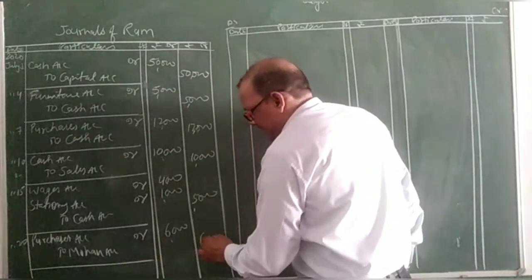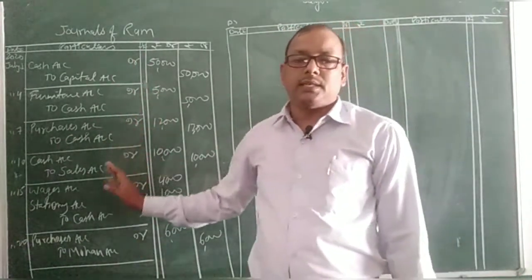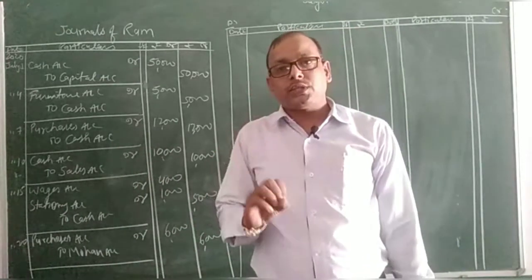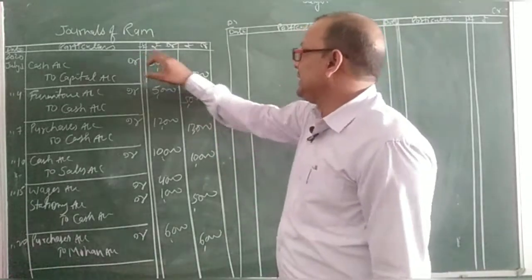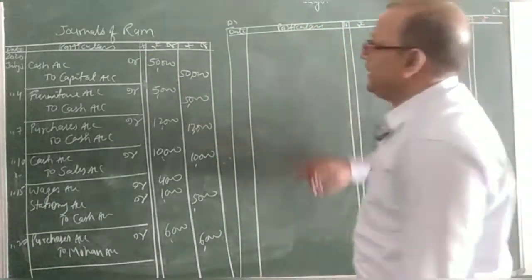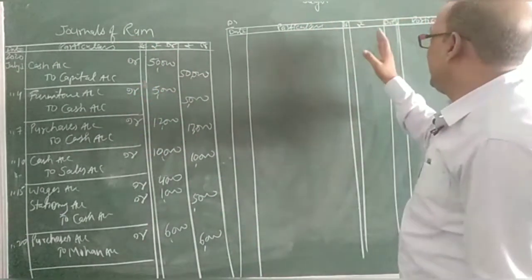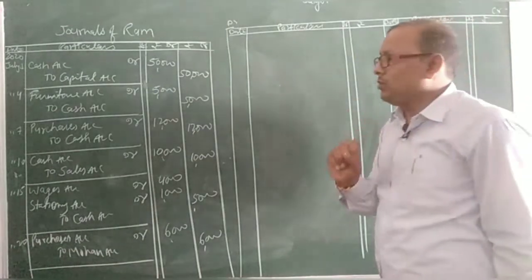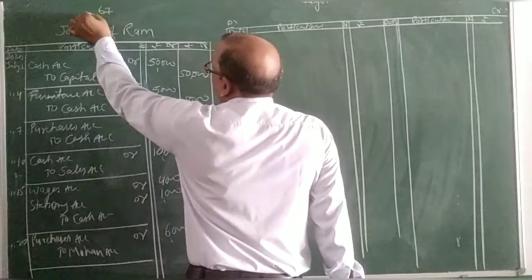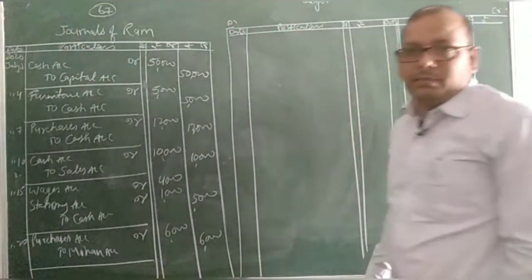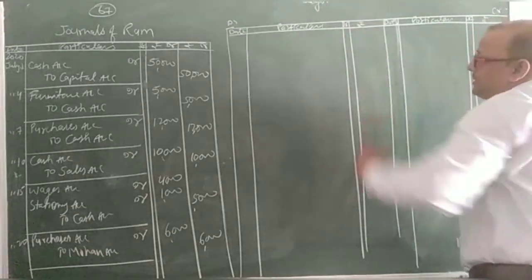It was of 6,000. These are the transactions that I have recorded in journals. Now I am going to post them into the ledger. First of all, let me clear the use of JF and LF. In the journal we write LF and in the ledger we write JF. So what are the uses? The page number of the journal is 67, and the page number of the ledger is 12.